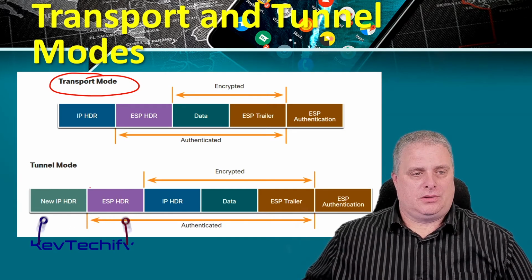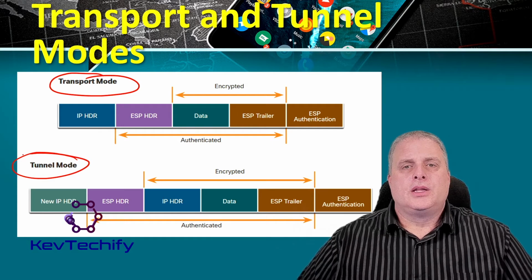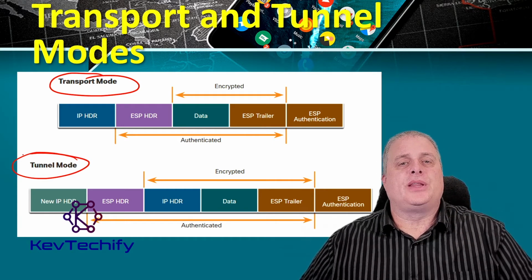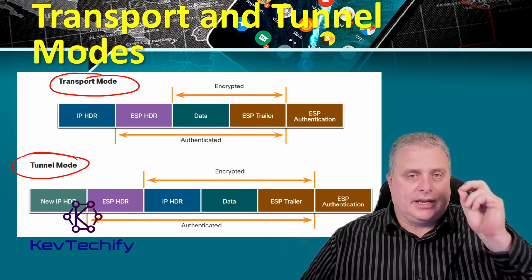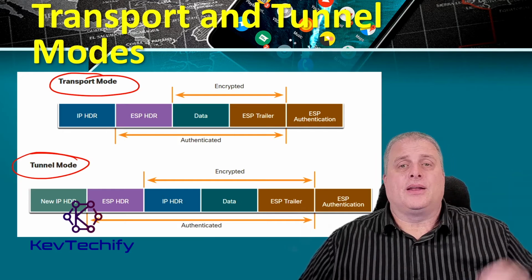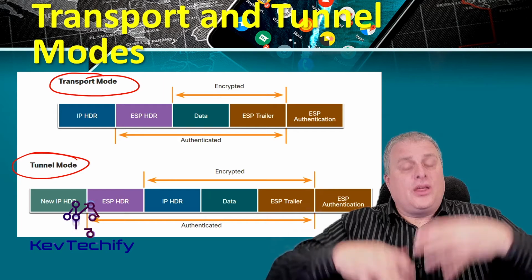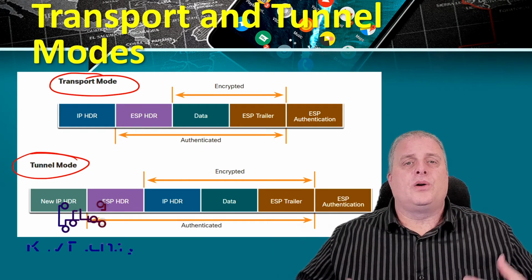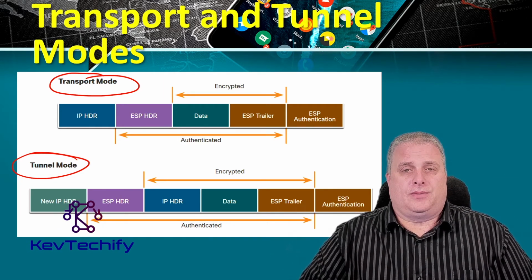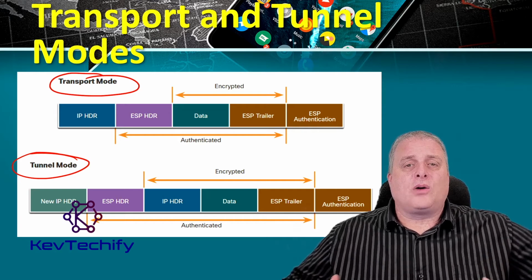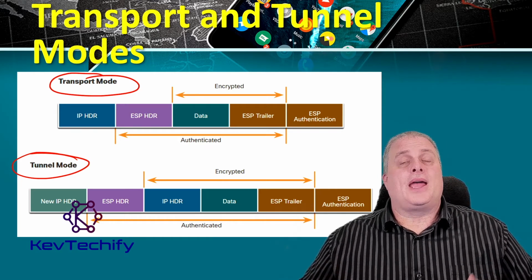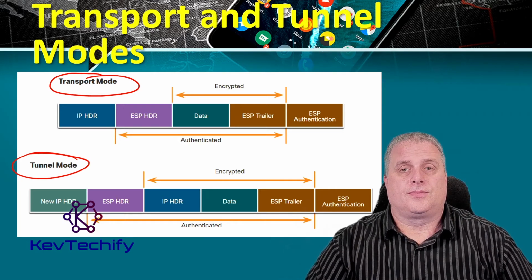Tunnel mode provides security for the complete original IP packet. The original IP packet is encrypted, then it's encapsulated in another IP packet. This is known as IP in IP encryption. The IP address on the outside of the packet is used to route that packet through the internet.